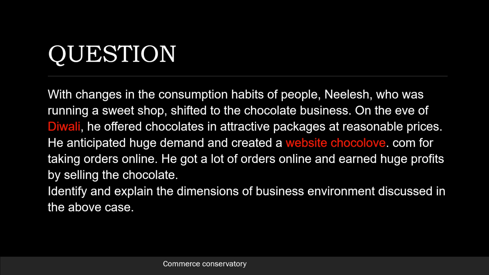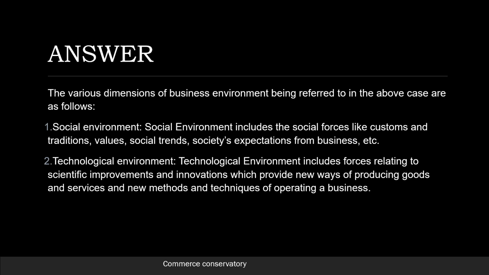So now, these are the two environments that we have seen. Let's now go and check the answer. See, we've got them right. It talks about social environment and technological environment. And when this question is given, you're supposed to write 2 lines and explain about the environment and the various factors which form part of the environment.